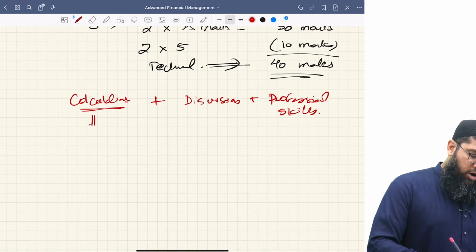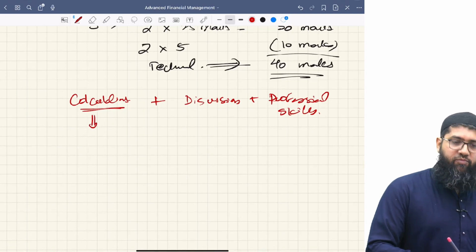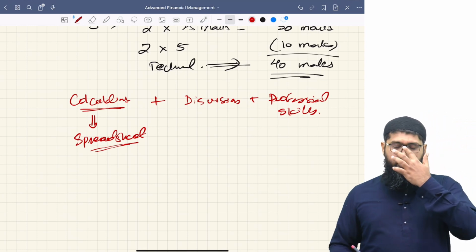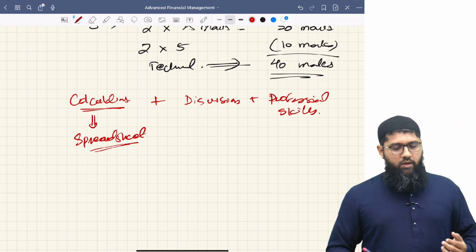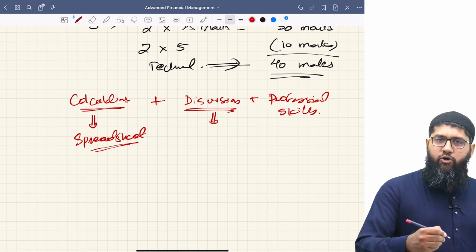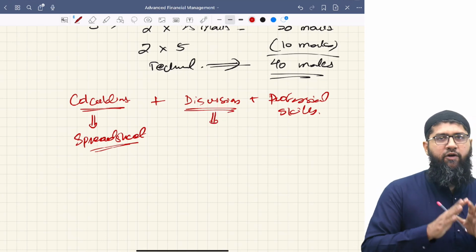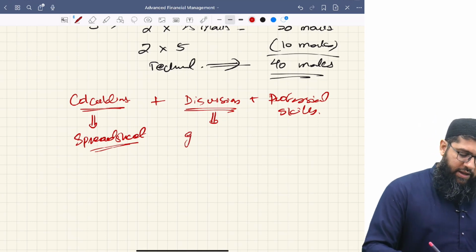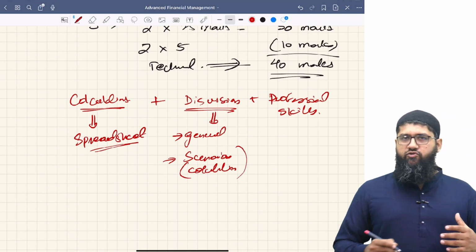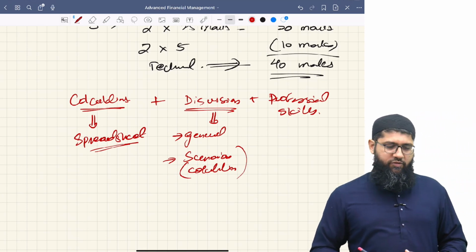In order to be good at calculations, you would have to practice more and more questions, ideally on the spreadsheet, because ultimately the ACCA examination is going to be conducted on the spreadsheet. The second thing is the discussions, which are of two types. One is general, and one is related to the scenario and the calculations that you have done. So you could expect those discussions also.